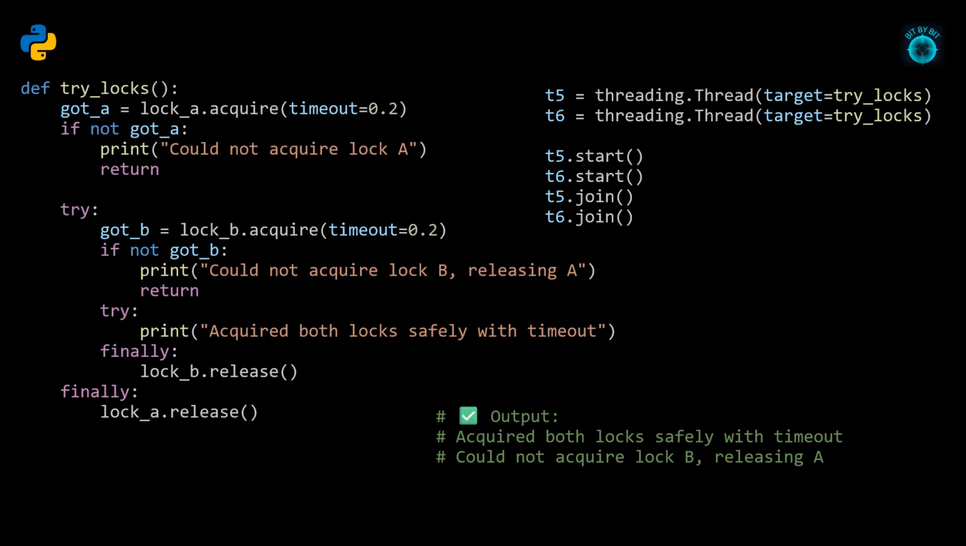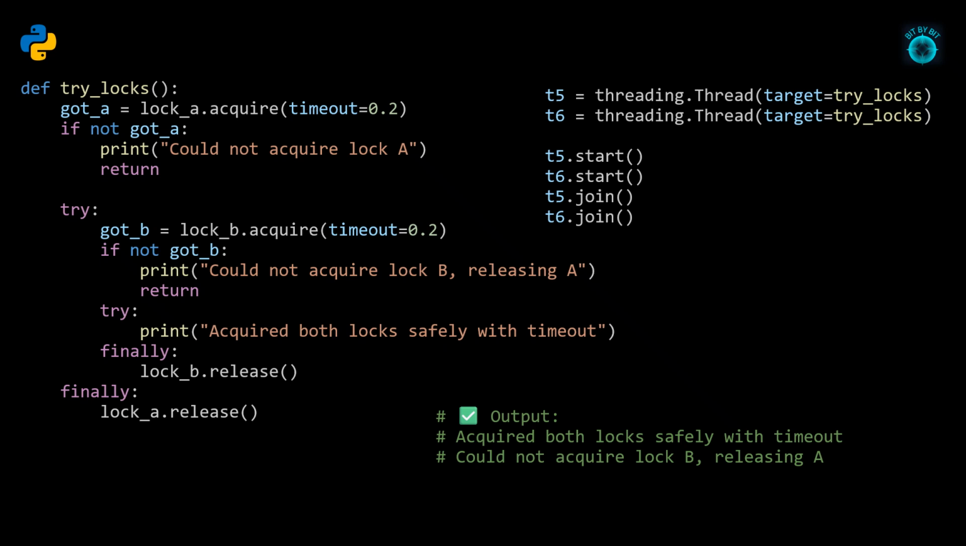In this example, we avoid deadlock by adding timeouts when trying to acquire locks. The thread first tries to acquire lock A, and if it fails within 0.2 seconds, it prints a message and exits. If it does get lock A, it then tries to get lock B. If that fails, it prints a message and exits. But before that, it releases lock A to avoid blocking others. This retry pattern prevents threads from holding on to locks when they can't get what they need. Even if contention is high, threads back off instead of causing a deadlock.